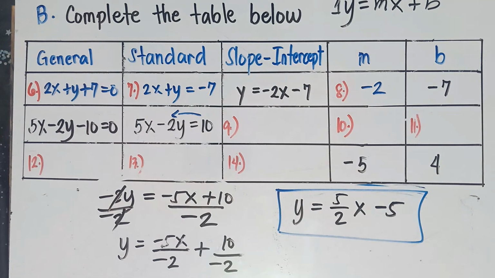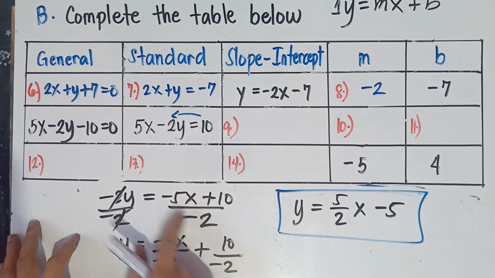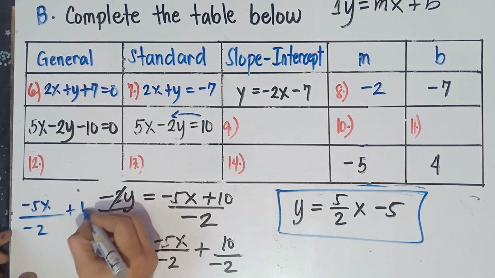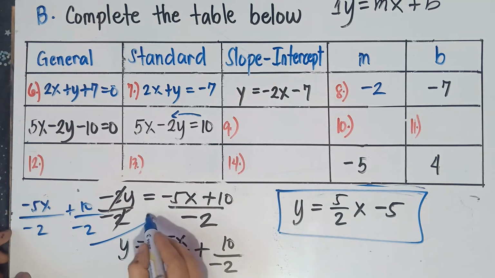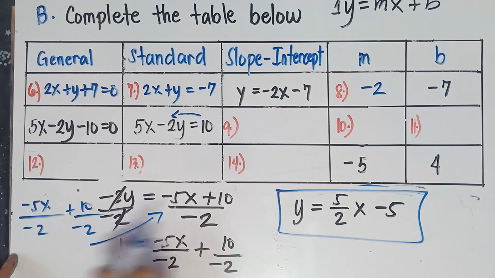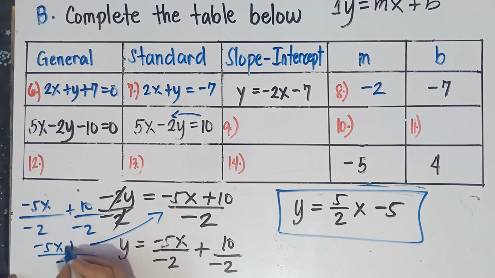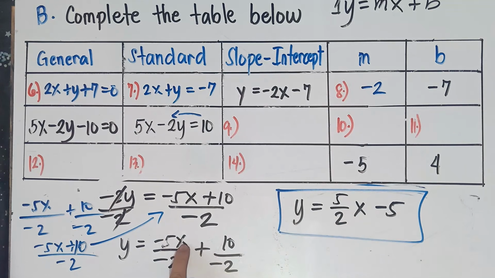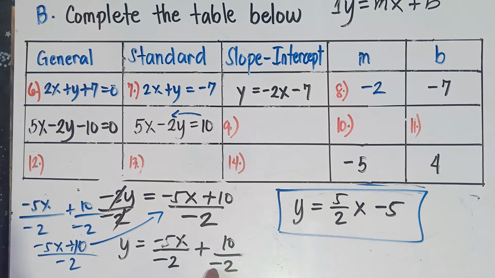That's the answer with this one, class. I hope it's clear for you. Once again, we can separate this one: negative 5x over negative 2, copy, positive 10 over negative 2. Rules in fractions, if they have the same denominator, simply copy the denominator and then add the numerators. Then we can divide the signs. Negative divided by negative is positive, so that's why we have positive 5 over 2, copy x. And then positive 10 divided by negative 2, that would be negative 5.